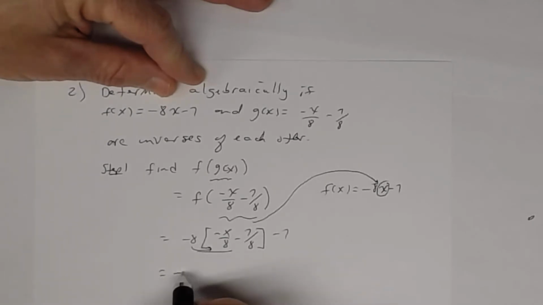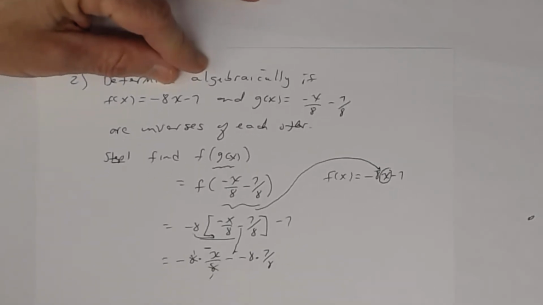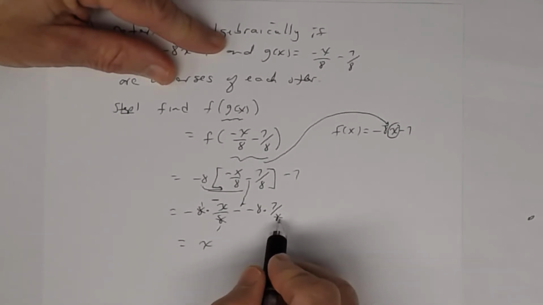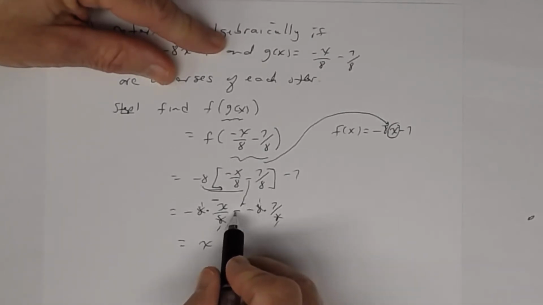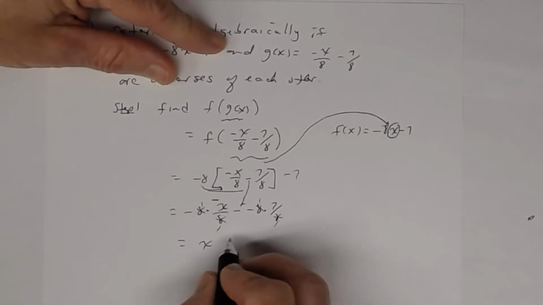Distributing, I get negative 8 times negative x divided by 8 minus negative 8 times 7 divided by 8, right? Subtract right here. This part here is this. So times the negative 8 times that. So the 8's divide out right here. So you get negative 1 times x times a negative x, which is a positive x. And then 8 and then 1 here. So you're subtracting a negative 1 times 7. So that means you're adding the opposite. So it becomes plus 7 here.